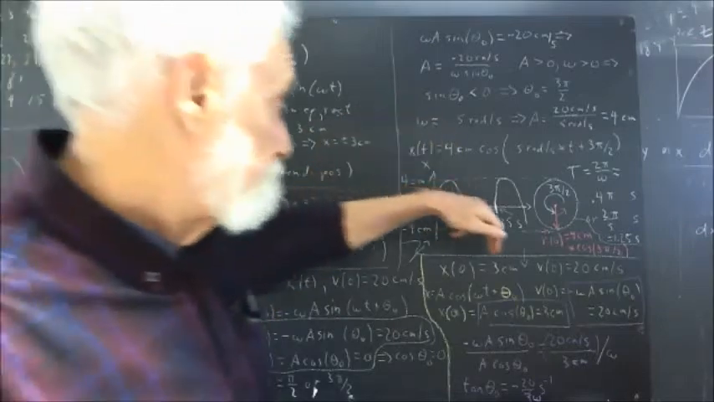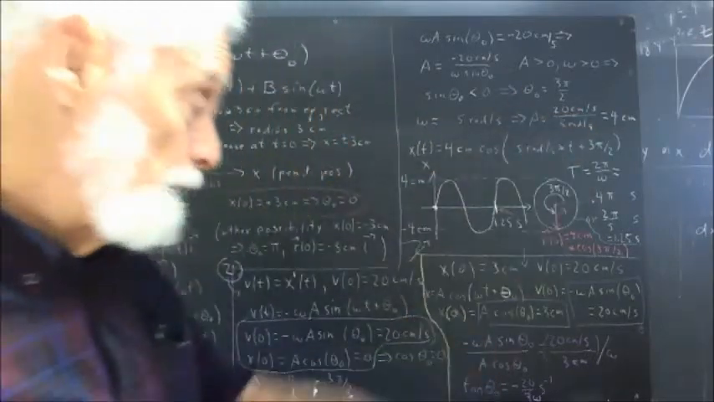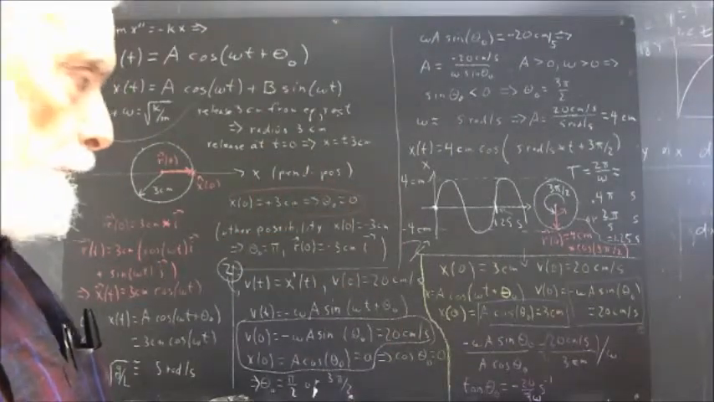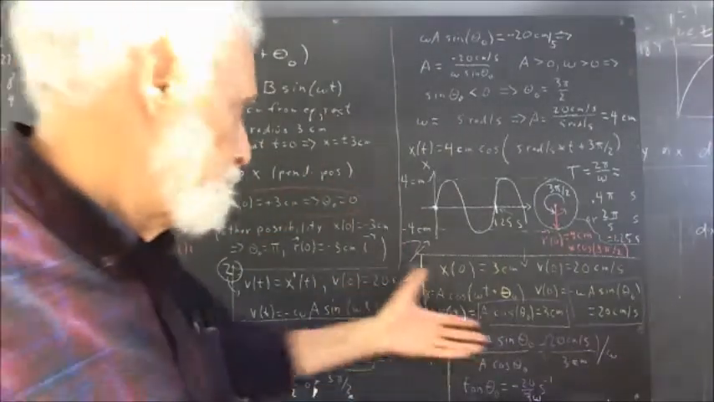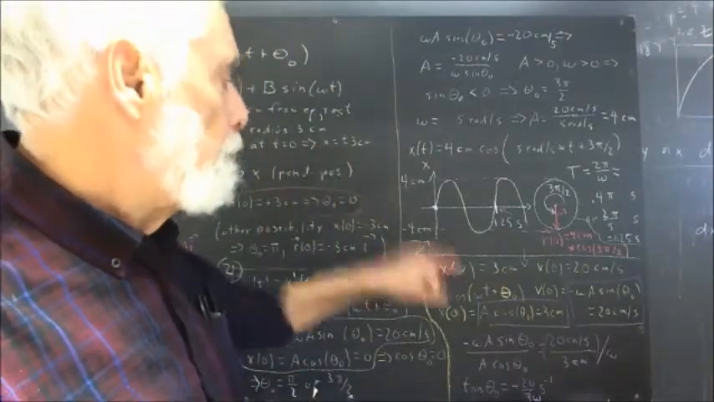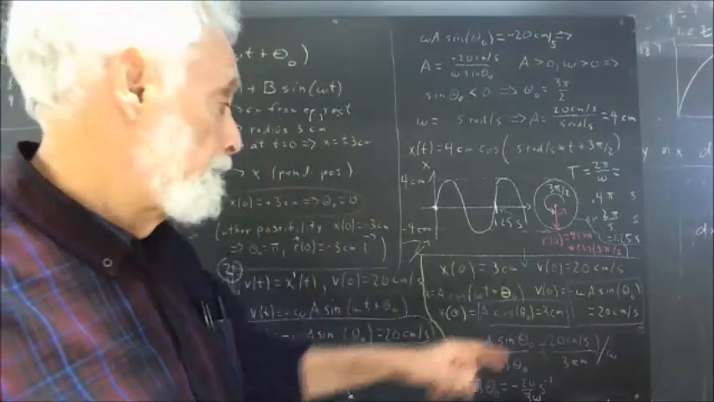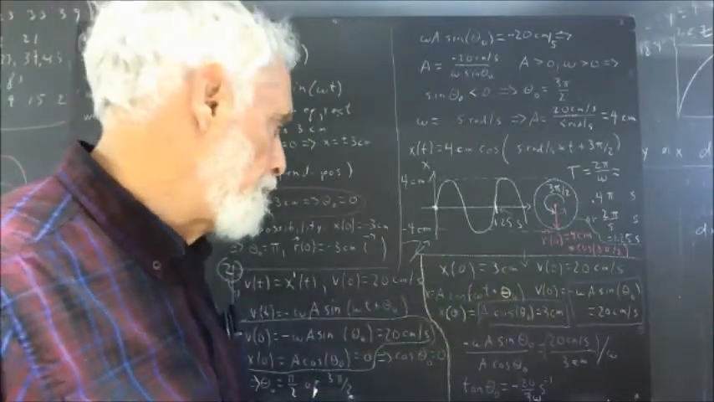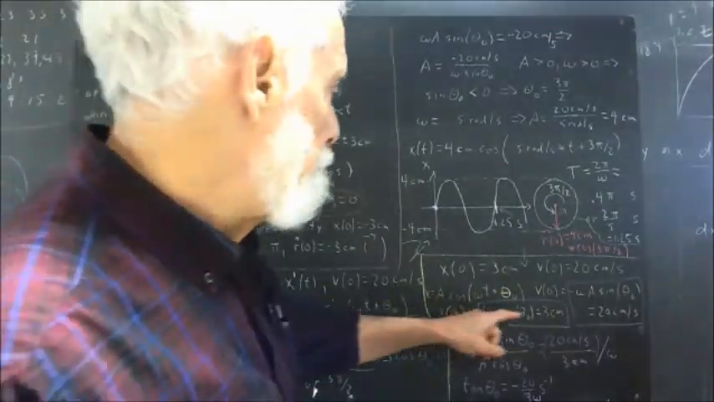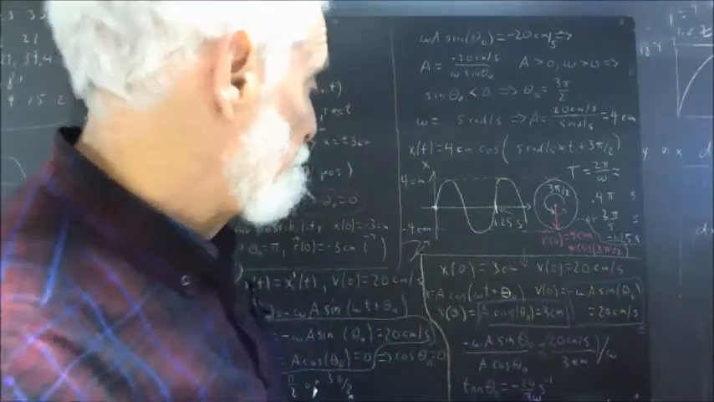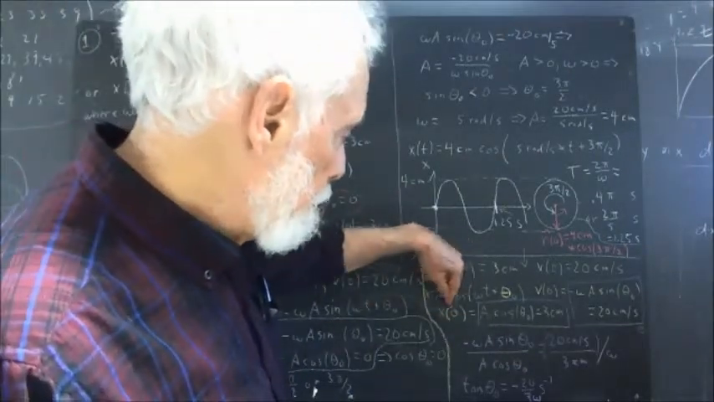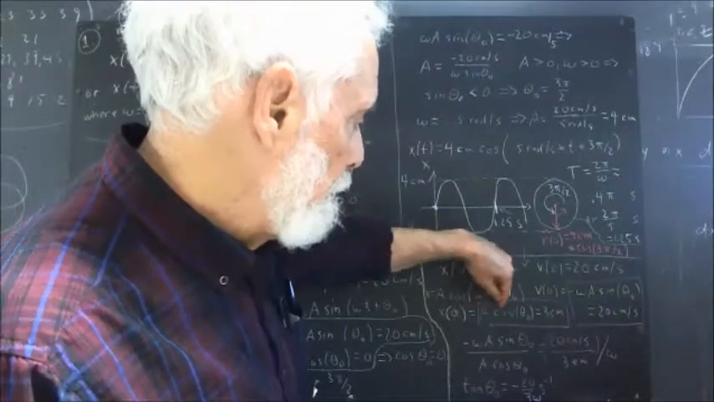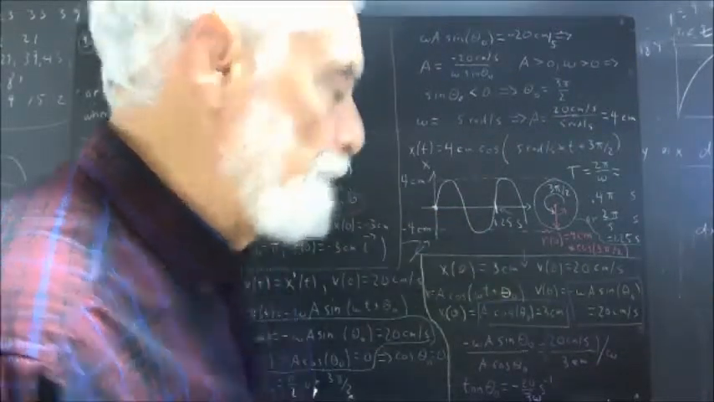Well, it works out in a fairly straightforward manner, except the angle calculations get a little more involved. So we'll see how that works. Okay, so we know x of 0 is 3 centimeters. Since x equals a cosine of omega t plus theta naught, a cosine of theta naught has to equal 3 centimeters. X of 0, plug in 0, we just end up with the theta naught in here. So we have a cosine theta naught equals 3 centimeters.